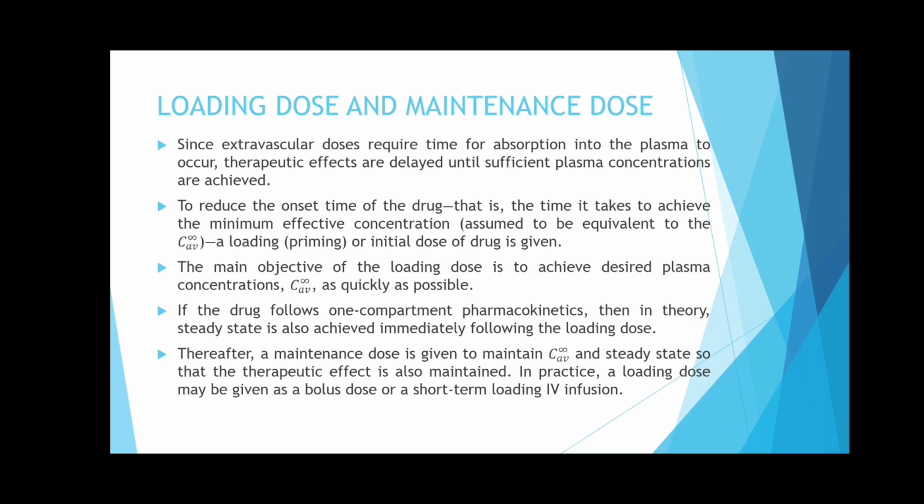So to reduce the onset time of the drug, that is the time it takes to achieve the minimal effective concentration, a loading dose, or a priming or initial dose, of the drug is given. The main objective of the loading dose is to achieve the desired plasma concentration as quickly as possible. If the drug follows one compartment pharmacokinetics, then in theory, steady state is also achieved immediately following the loading dose. Thereafter, a maintenance dose is given to maintain this steady state concentration so that the therapeutic effect is also maintained. In practice, a loading dose may be given as a bolus dose or a short-term loading dose after intravenous infusion.